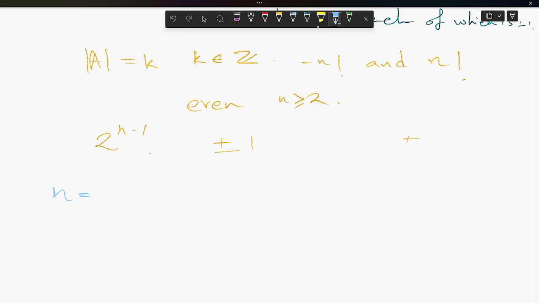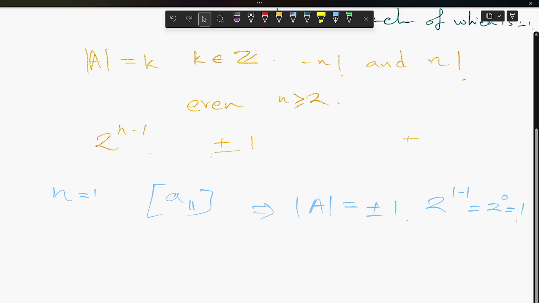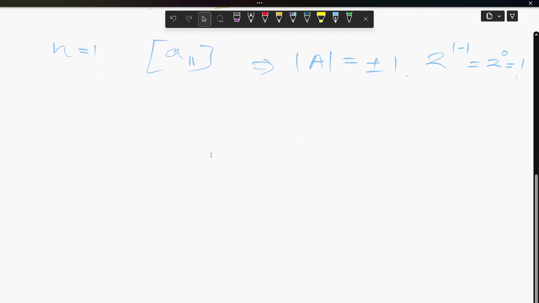Let us take n equal to 1. Then we get only a single entry a. The determinant of this will be either plus 1 or minus 1. We can easily say that 2 to the power 1 minus 1 is equal to 2 to the power 0, which is equal to 1. And 1 divides any integer, so this statement holds for n equal to 1. Now consider n to be 2. Then we get A as the matrix with entries a, b, c, d.